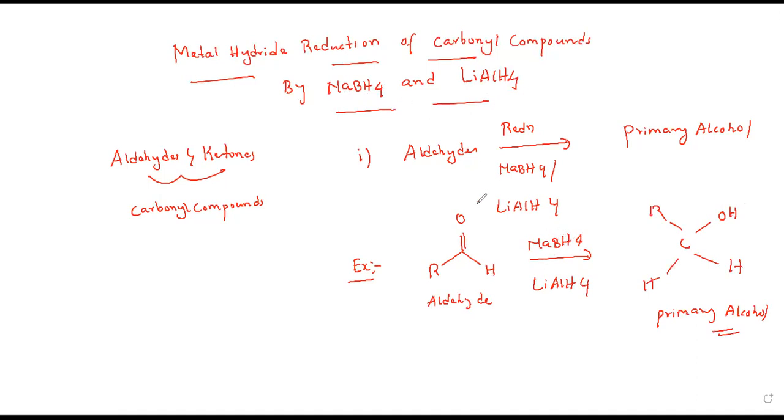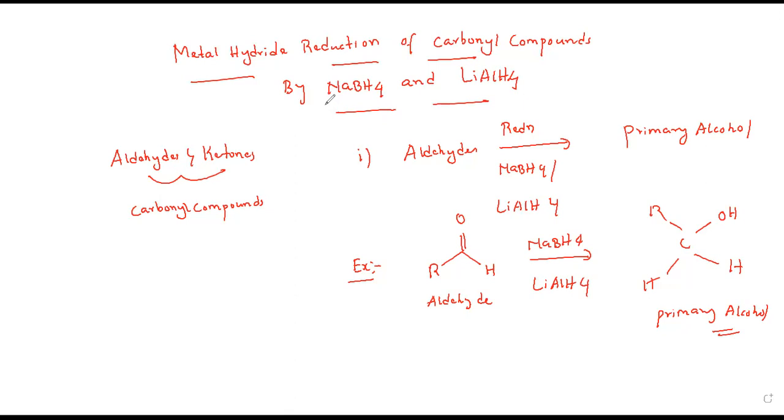Now, the difference between these two reagents: sodium borohydride is a mild reducing agent, whereas lithium aluminium hydride is a very strong reducing agent. When you are using lithium aluminium hydride, utmost care has to be taken because it can react with other acidic protons like carboxylic acids, amines, etc. in the structure. So those acidic protons can also be reduced. So take care when you are using lithium aluminium hydride as a reducing agent.